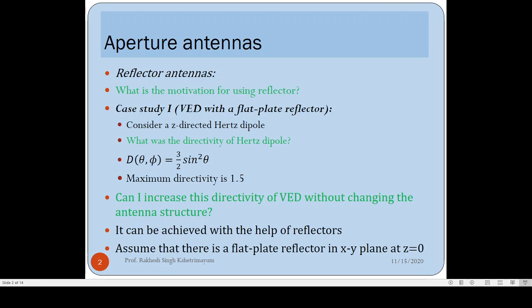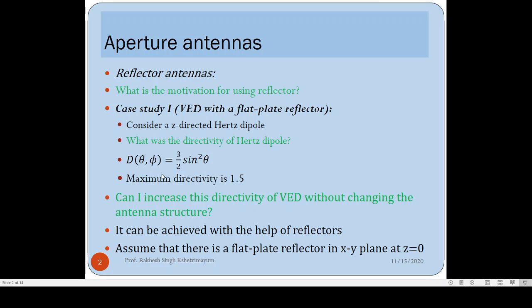So once the antenna is made, can I use some other structures, which are called reflectors, to increase the gain of the antenna? Now I have a vertical electric dipole. I want to increase the directivity or gain of this antenna. Can I put some kind of reflector somewhere near the antenna so that I can increase the gain?